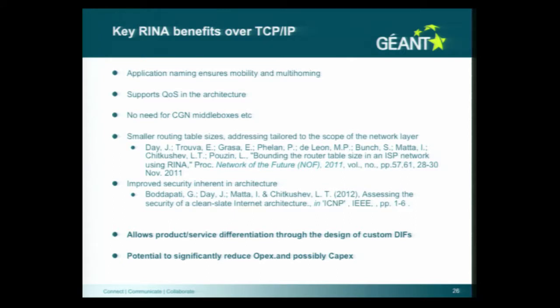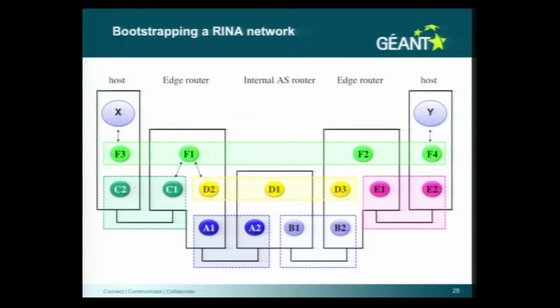So the benefits are that the application naming ensures mobility and multi-homing, because the mapping is done dynamically. So when Y would move to F2, F3 would just again resolve Y, and it would find F2. The timescales at which this happens will depend on how you implement it. With the DHT, it's not a silver bullet that solves all your problems, but it can be done. Right now, you would do it with updating DNS entries, which also take a lot of time.